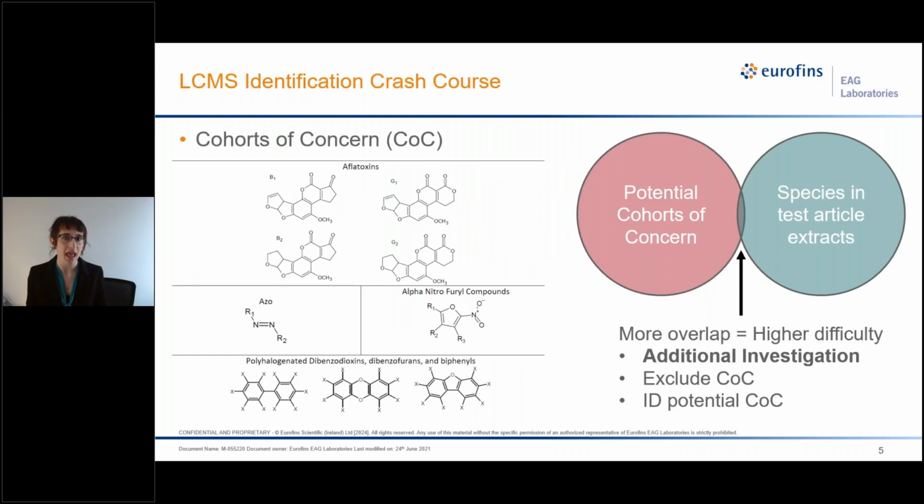My job is to identify every compound above the analytical evaluation threshold, or AET, in the device extract, especially those that might be harmful. These compound classes are called cohorts of concern, COC, and they too have distinctive formulas or features that we can pick up with high-res LCMS. If a chemical formula has, for example, a high nitrogen to oxygen ratio or a high degree of unsaturation, we need to be on the lookout for azo or nitro compounds, which are potential cohorts of concern. And in the absence of additional data on the test article, we will undertake a very meticulous investigation to determine whether these cohorts of concern are present or not.